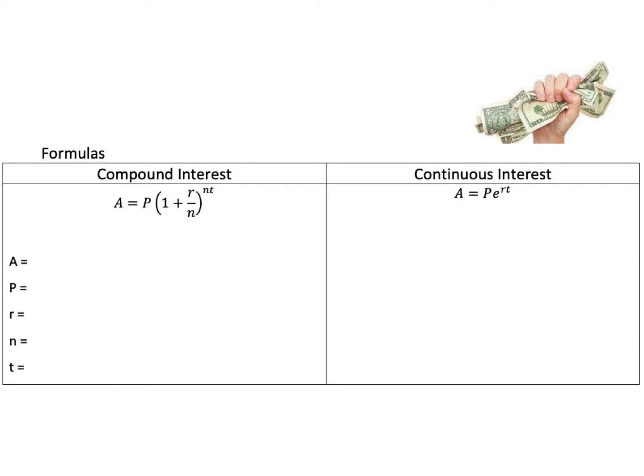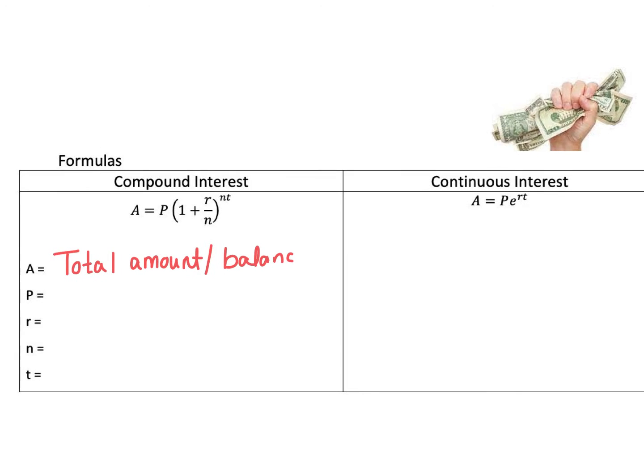The formula for computing compound interest is shown here on your screen, where A is your total amount of money or your balance at the conclusion of the interest compounding. P stands for principal, which is either the initial amount of money that you borrow or you invest. R is the interest rate. Make sure that you always change it to a decimal.